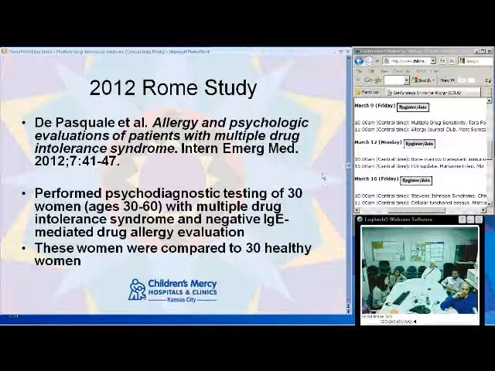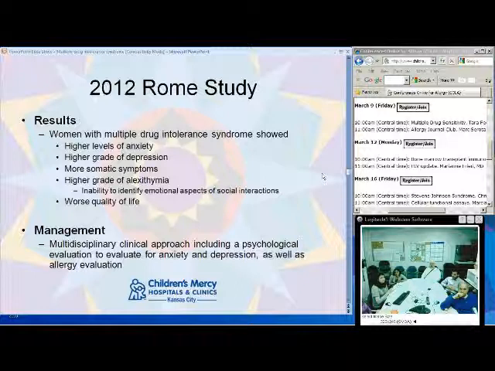Obviously, there's not testing for all of our medications, but I think in this study, they actually did skin prick testing and some patch testing to medications. And if there was an IgE available, they did that as well. In this study, NSAIDs were the most common and antibiotics were second. For the results, they compared them to 30 healthy adults that had no drug allergies. They also took out patients that had severe or major psychological diagnoses. So if they had schizophrenia or something, they were not included in the study.